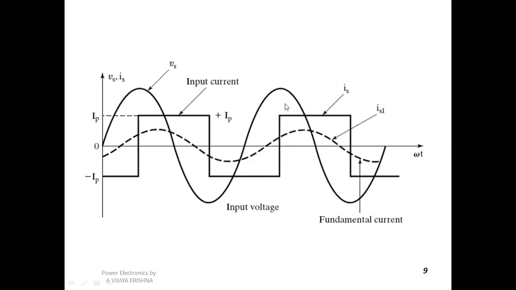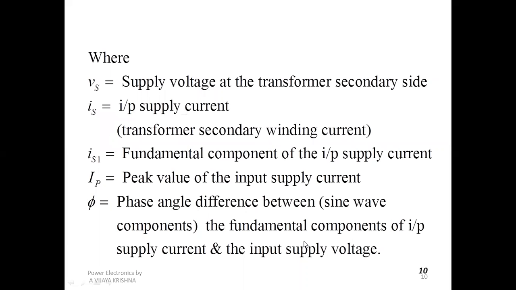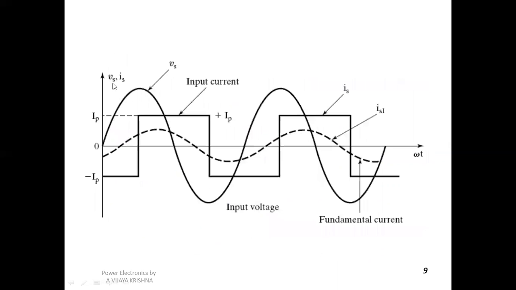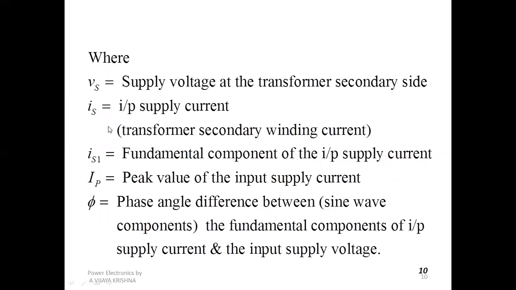And again, the same happens for a positive half cycle. If you consider the negative side, reverse biased means minus Ip. Okay, and here if you observe, Vs is the supply voltage at the transformer secondary side, and Is is the secondary side current. Is is the input supply current or the transformer secondary winding current value.